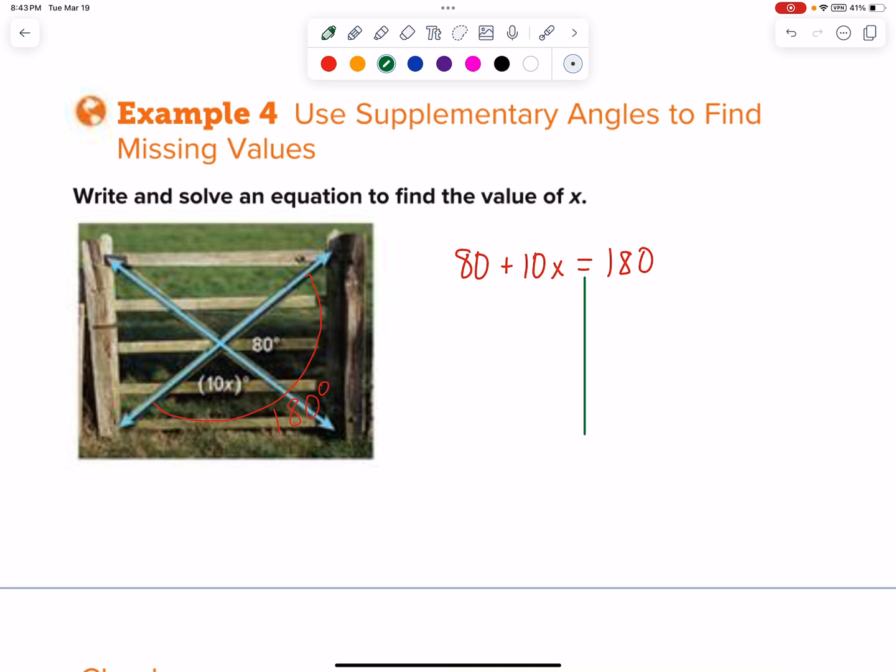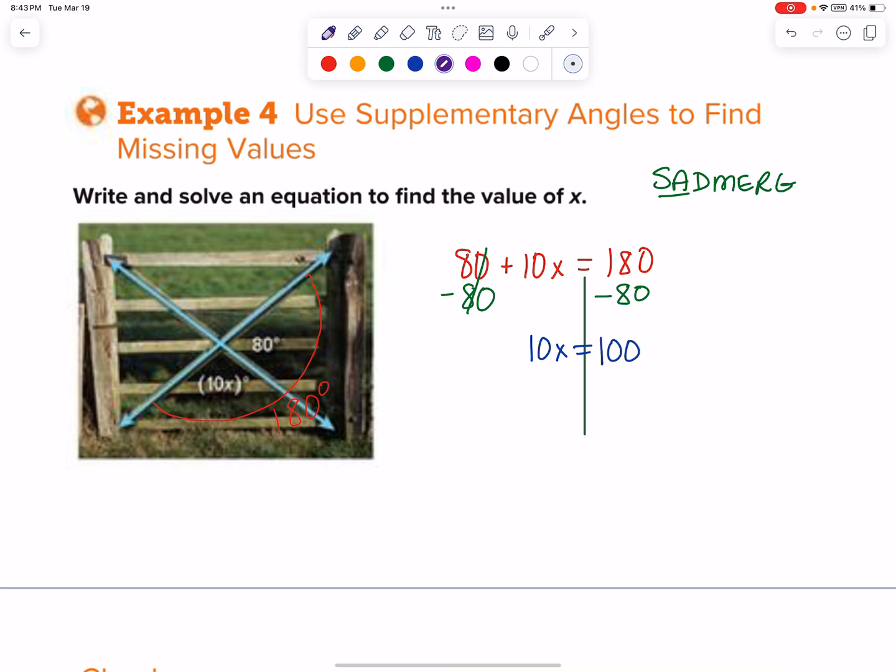Okay, let's go ahead and solve for x now. Okay, so what do we do first? Well, we take care of any addition, subtraction when we're doing SAD/MERG. Okay, opposite order of operations. So minus 80 to both sides. Okay, and then we end up with 10x equals 100.